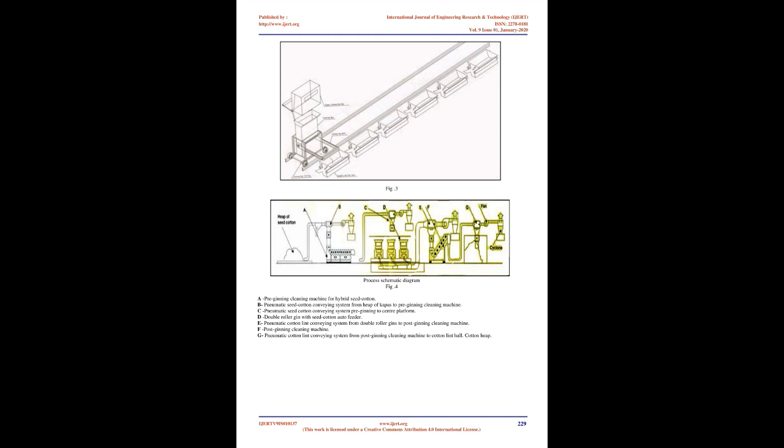Lint cleaners remove the bulk of bark and leaf objects present in ginned lint. The number of stages of cleaning depends on contamination. After cleaning, cotton lint is conveyed to the storage hall by a pneumatic conveying system. If required, the desired amount of moisture is added to the cotton. Fig.1. The moisturizing system provided is controlled manually.